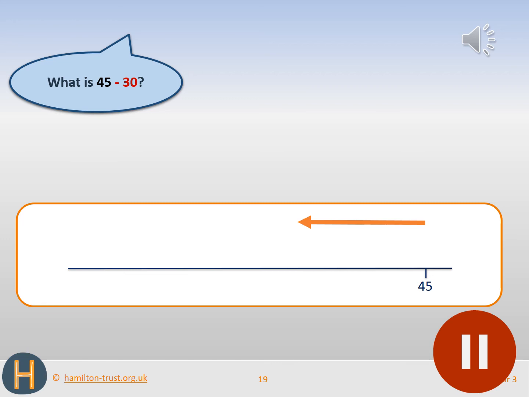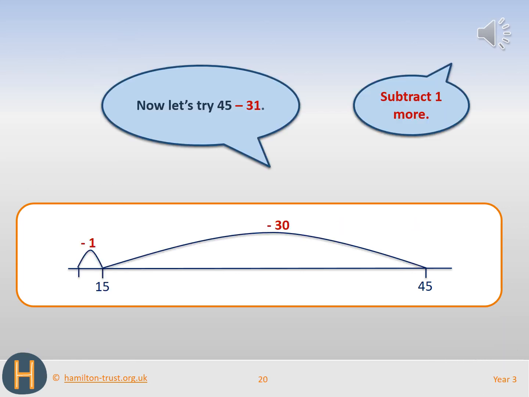You will need to count back 30, counting back 3 tens. You should have worked out 45 take away 30 equals 15. Now we're going to try 45 take away 31. And as you've guessed it already, 31 is a near multiple. But instead of adding an extra 1, like we did when we were adding near multiples, we are now going to subtract 1 more. So 31 is 30, subtracting 30, and then subtracting 1 more.